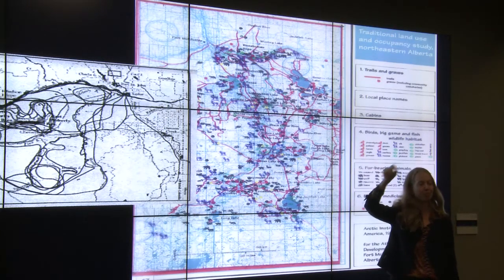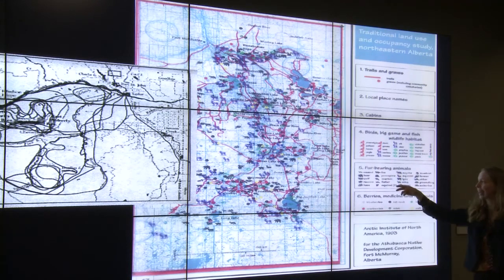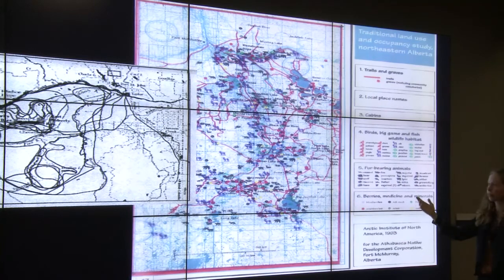They have specific names for specific places found nowhere else in the world. Some of these are fur-bearing animals. You see the fox, wolf, raccoon, hare. And then there are berries, medicine, and other minerals.